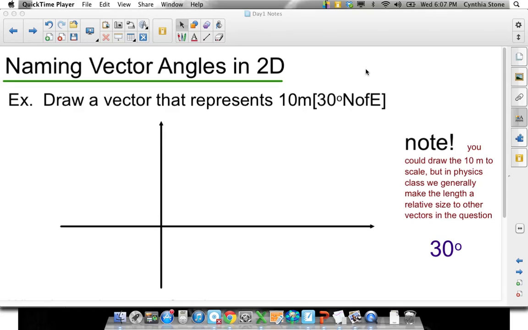Vector angles in 2 dimensions, and it's basically understanding and interpreting things like this: 10 meters, 30 degrees north of east. What does that mean?